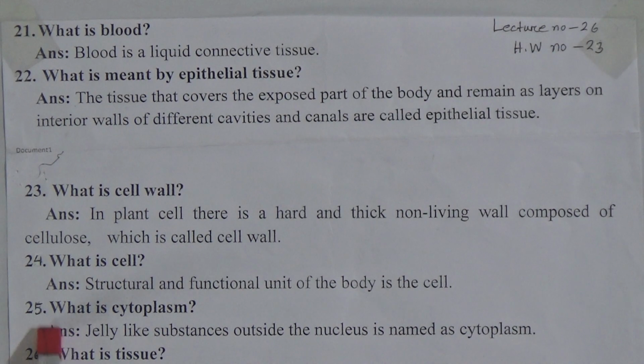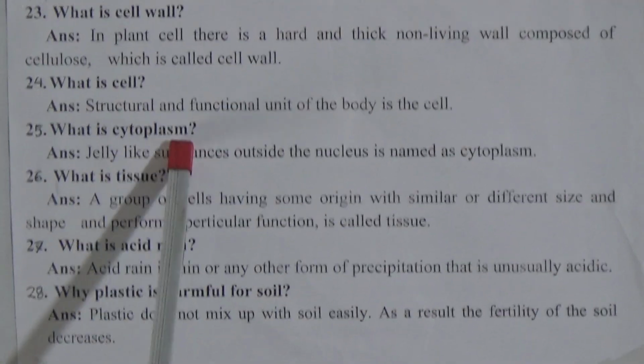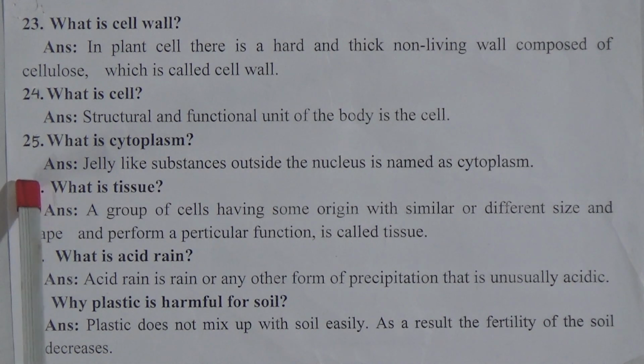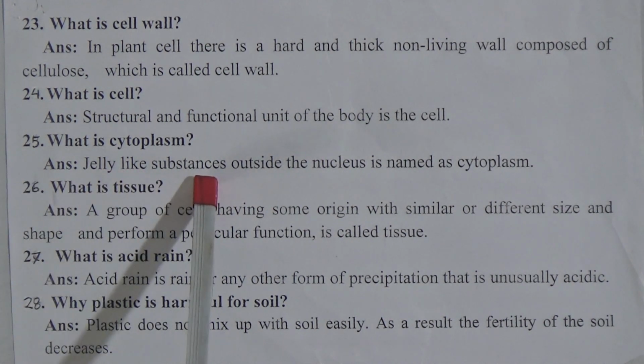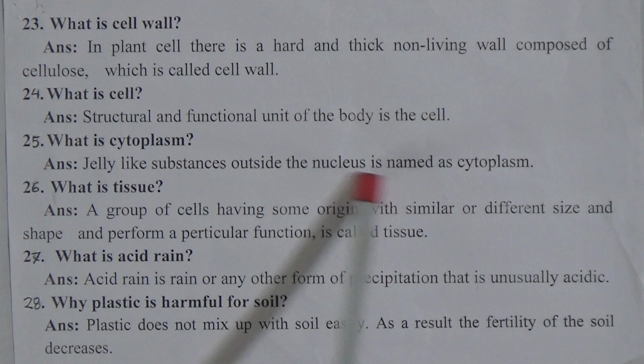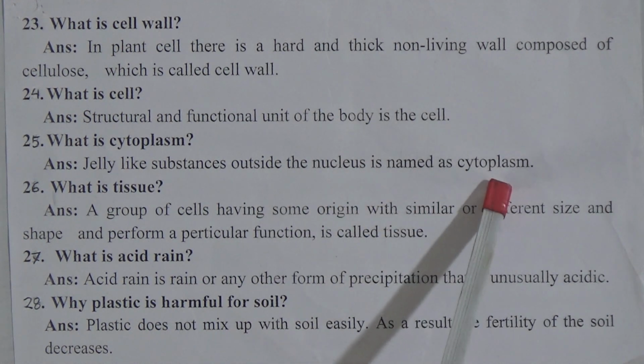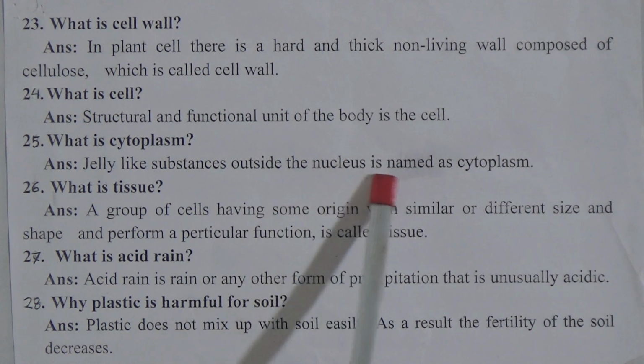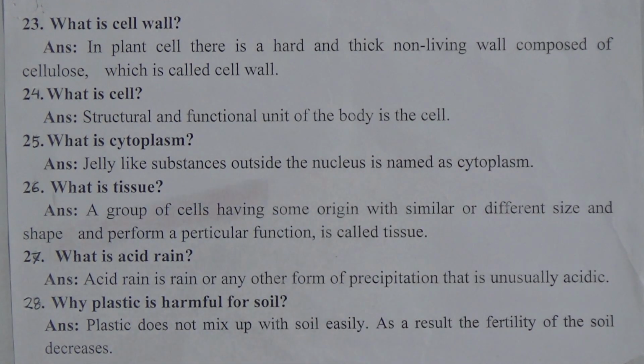Now 25 number question. What is cytoplasm? The answer is, jelly-like substance outside the nucleus is named cytoplasm.